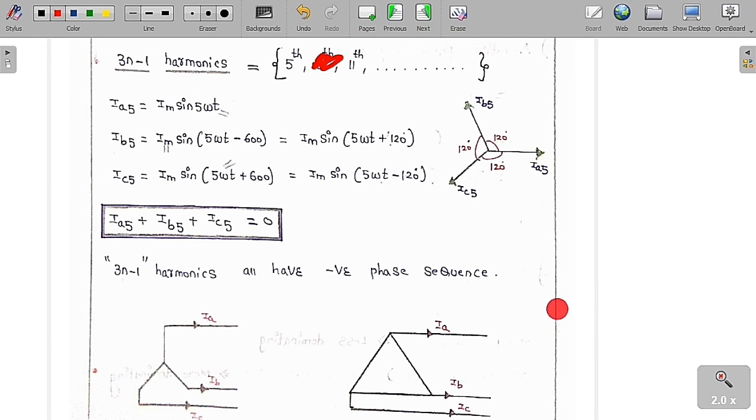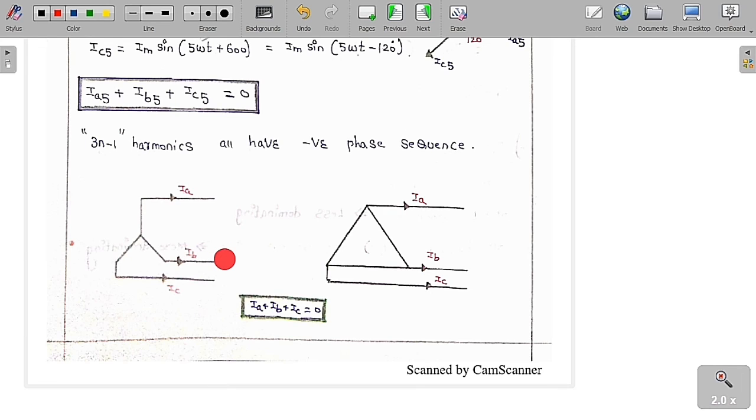Therefore we call these the zero phase sequence vectors, because they are always in the same direction. So finally, for 3n plus 1, the odd harmonics are the positive phase sequence, whereas for 3n minus 1 they are the negative phase sequence, whereas the 3n harmonics are the zero phase sequence vectors. This is the point that you always have to remember. And the 3n harmonics are always dominating in nature, whereas 3n plus or minus 1 harmonics are less dominating.